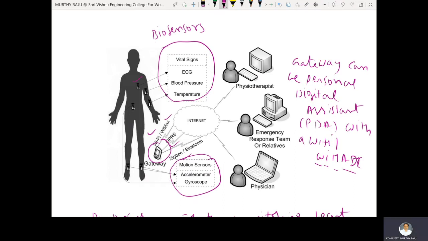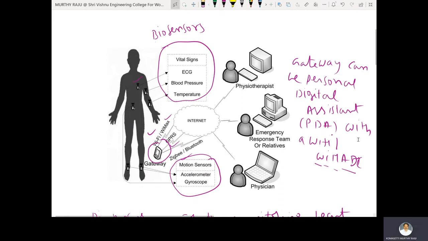The gateway is responsible for collecting data from sensor nodes, storing data in the local memory in case there is no connection with the internet. Types of gateways are already explained. A gateway is a PDA, personal digital assistant device with Wi-Fi and WiMAX. A gateway is a smartphone with GPRS, General Packet Radio Service. A gateway can be low data rate, low cost and low power Zigbee and Bluetooth devices. These biosensors and motion sensors generate the data and communicate it to the gateway.